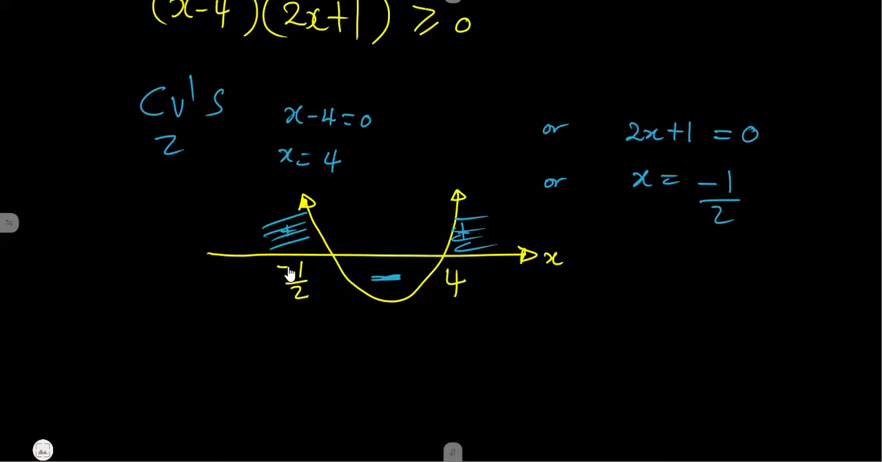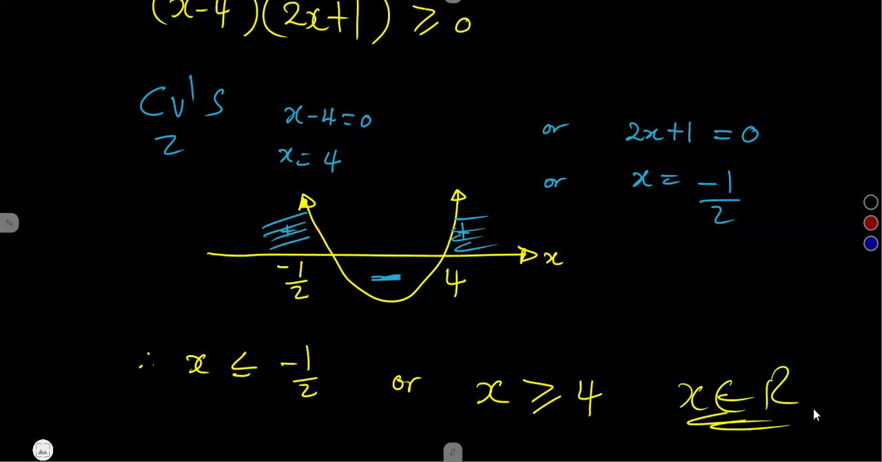X is smaller than this. On this side, minus half, minus 1, minus 2. All these values will be less than minus half. So therefore, our x is less than or equal to minus half. Remember, there is an equal to in our question. On the other side, for these values, 4 going up, 5, 6, 7, 8, they are bigger than 4, but also equal because of our question, there is an equal. So that's greater than or equal to 4. So that is the condition of our question.